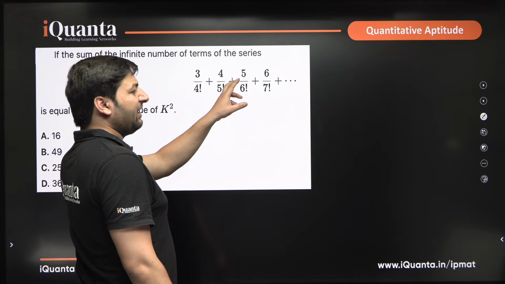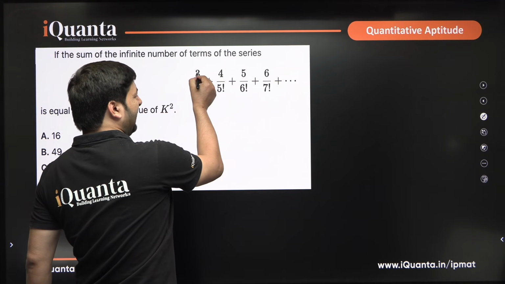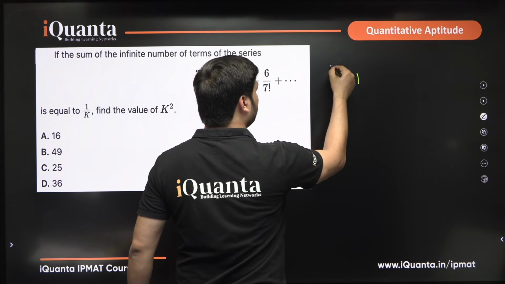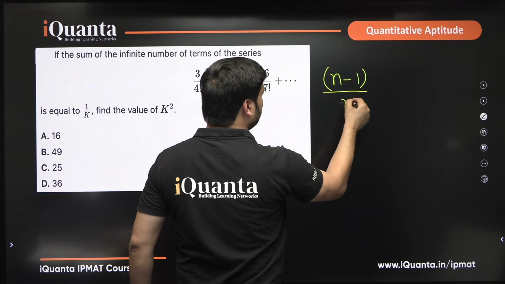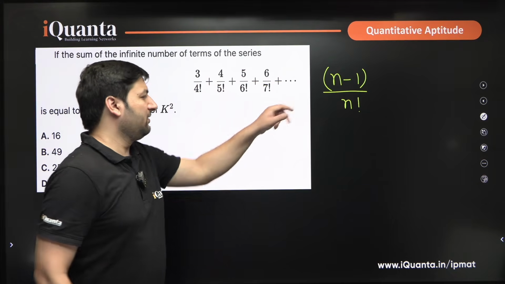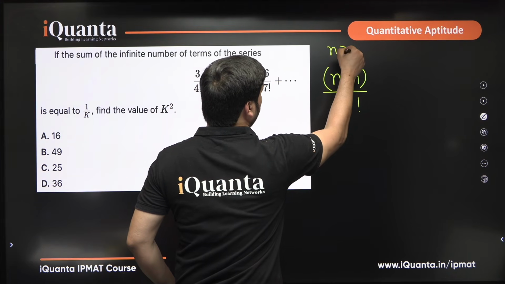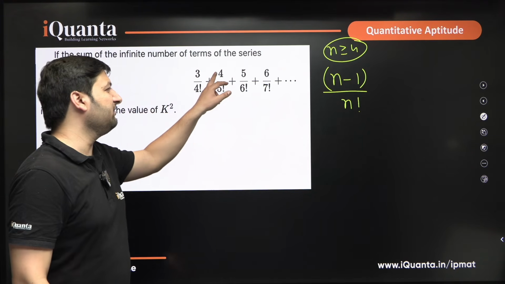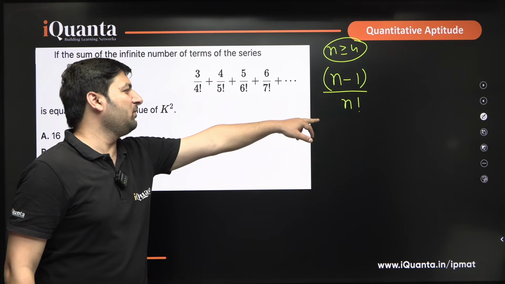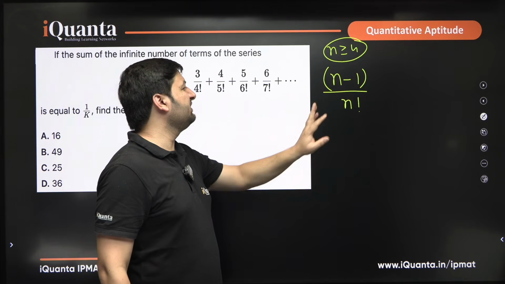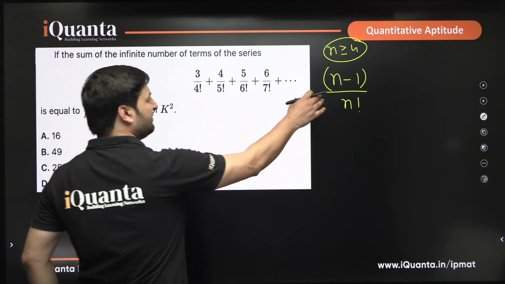Can we just generalize this form? Can I write this as n minus 1 upon n factorial? In fact, n will be starting from 4, greater than or equal to 4. If you put n equals to 4, you get 3 upon 4 factorial, you put 5, you get 4 upon 5 factorial. If you put n equals to 6, you get 5 upon 6 factorial. So, yes, this is the general term of this series.